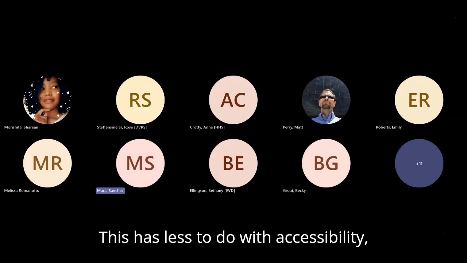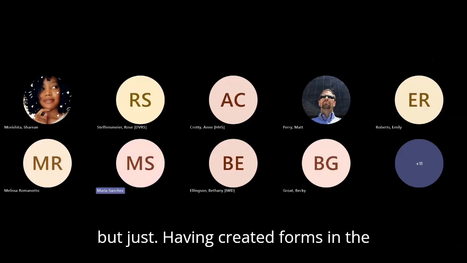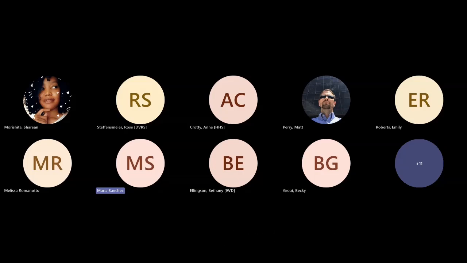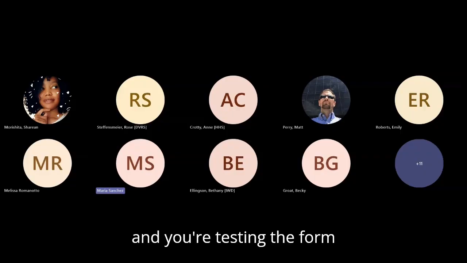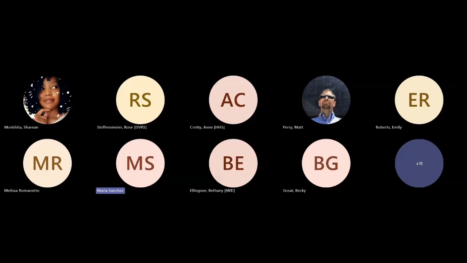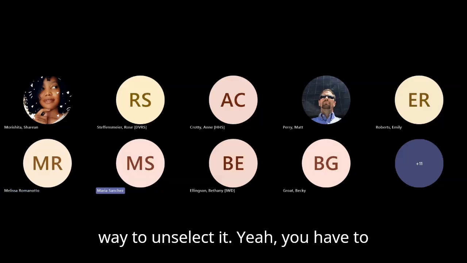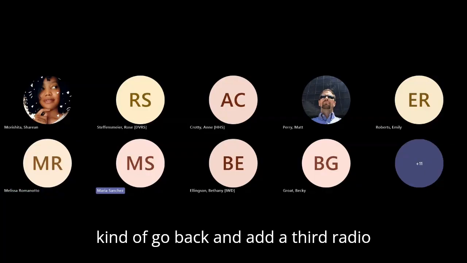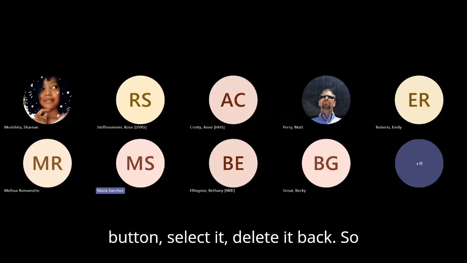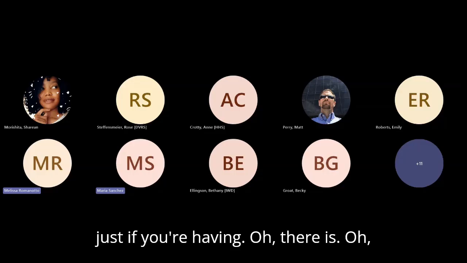This has less to do with accessibility, but just having created forms in the past. If you have radio buttons and you're testing the form and you select a radio button, there's no way to unselect it. You have to kind of go back and add a third radio button, select it, delete it back. So just if you're having people test. Easier way to clear there it is.